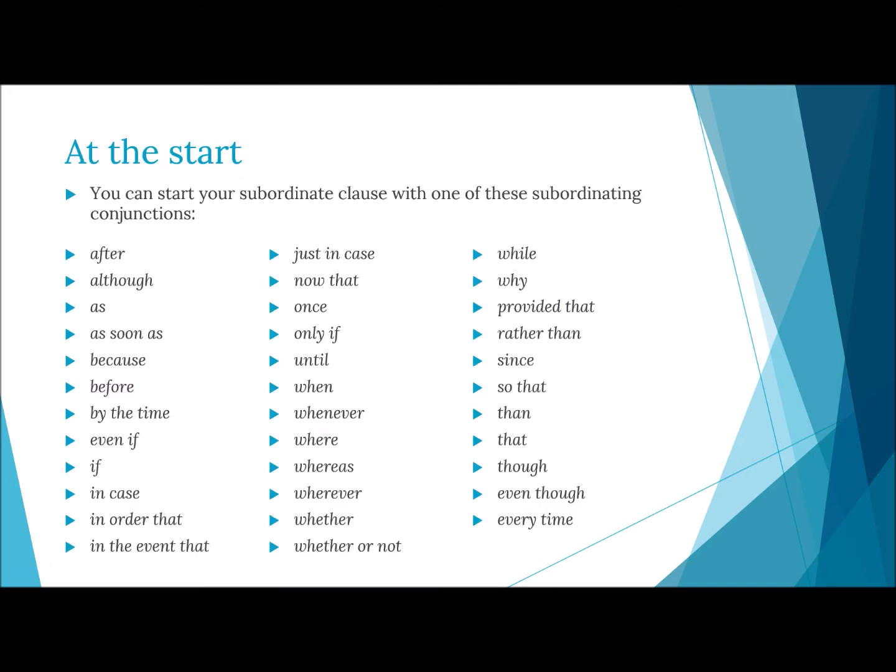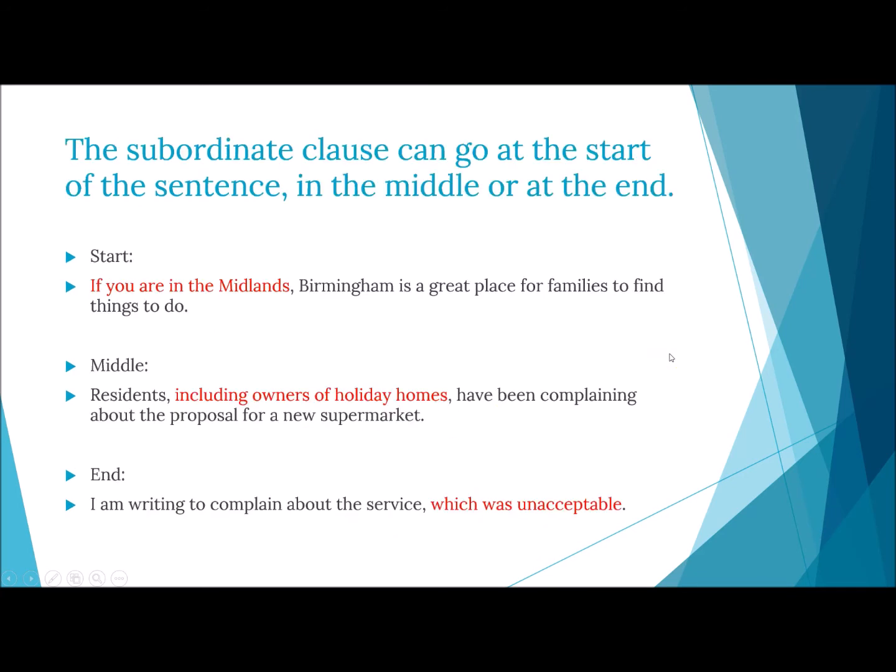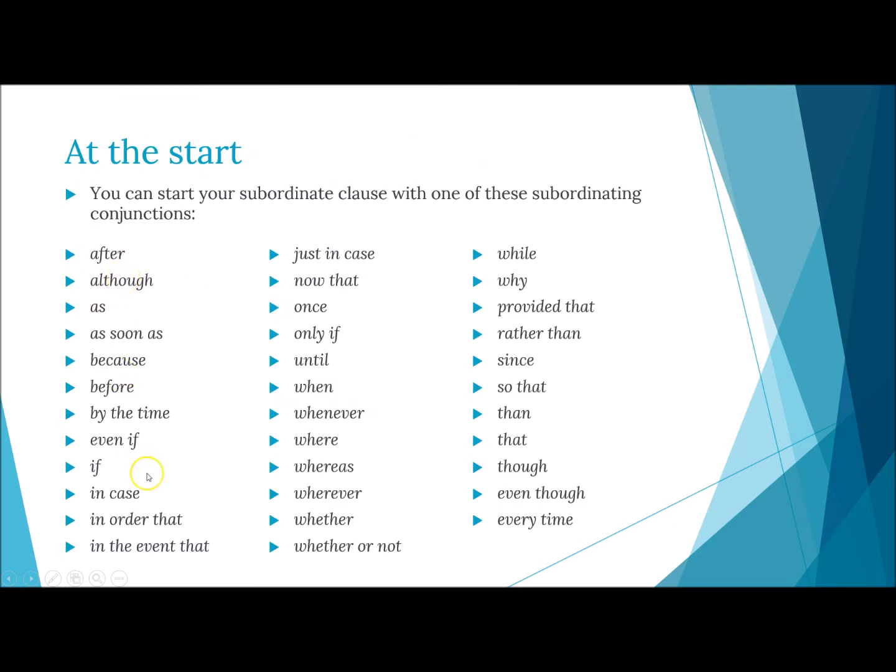Let's go back and just review. If we're using the subordinate clause at the start, there's a number of what we call subordinating conjunctions that you can actually start your sentence with. So in this example, we started with the word if. And you'll see that's in the list here. There's a whole host of other words in there.